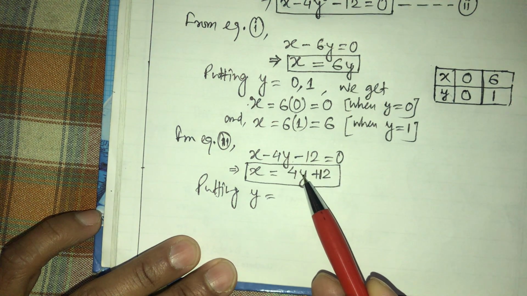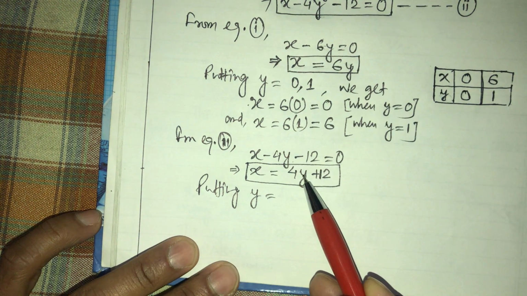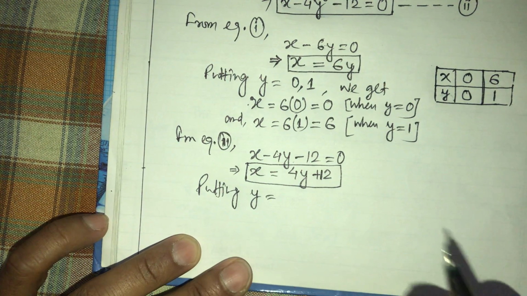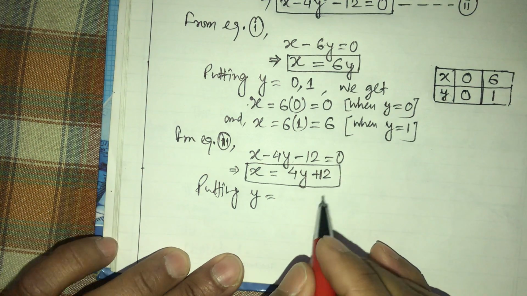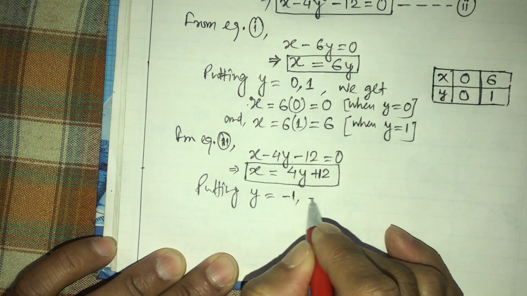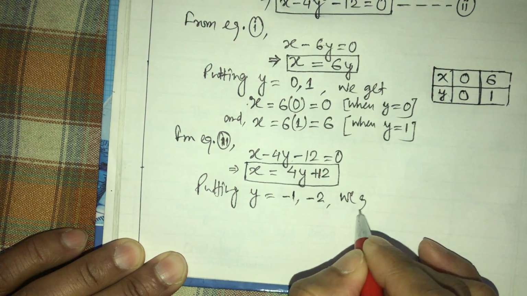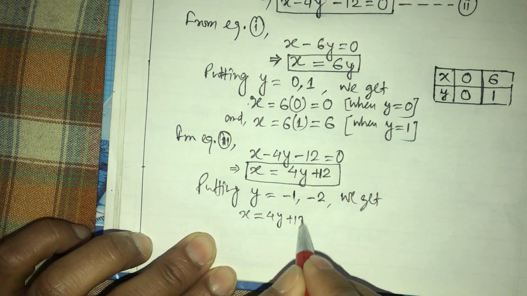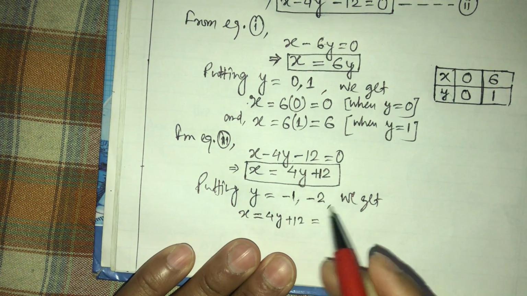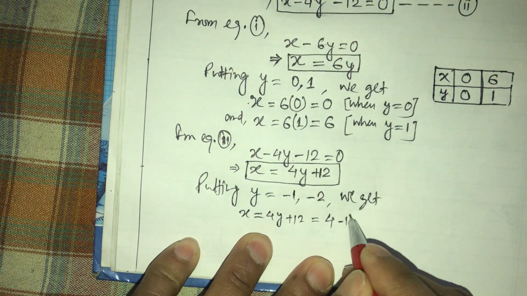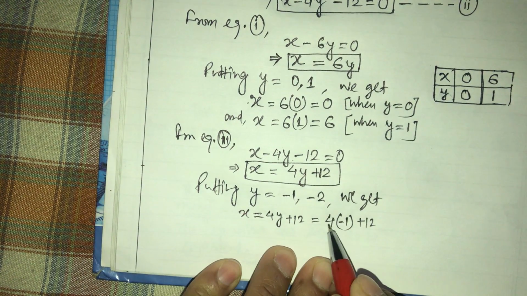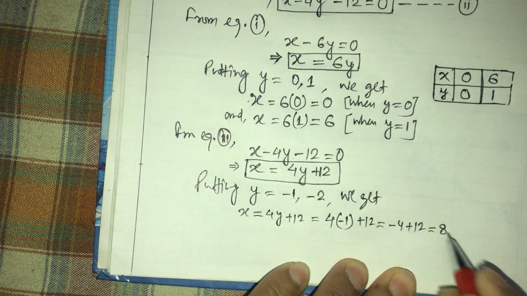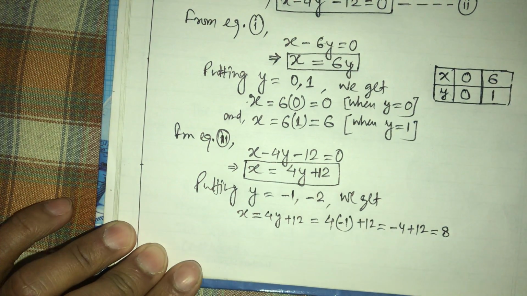In place of y, I use -1, just to make this value smaller. You can use any value, it makes no difference, but to get a convenient, smaller value, I'm using -1 and -2. We get x equal to 4y plus 12. So let me use the first value of y as -1: 4 into -1 will give you -4, plus 12. 12 minus 4 is 8. So 8 is a smaller value, not that big like 12.